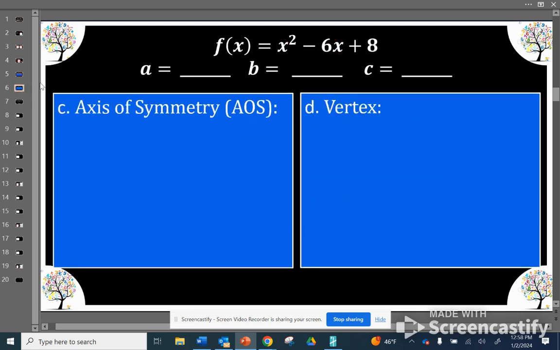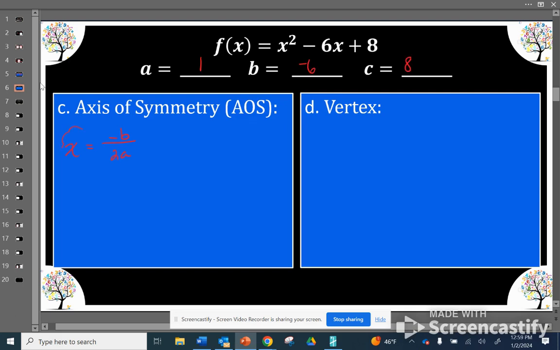Okay, the axis of symmetry, the AOS, where our parabola is divided symmetrically. The formula for the axis of symmetry, again, is an equation. It is the equation of a vertical line, so it's x equals something. It's x equals negative b over 2a. And so we will identify our a, b, and c value. It's written in standard form, so 1, negative 6, and 8.